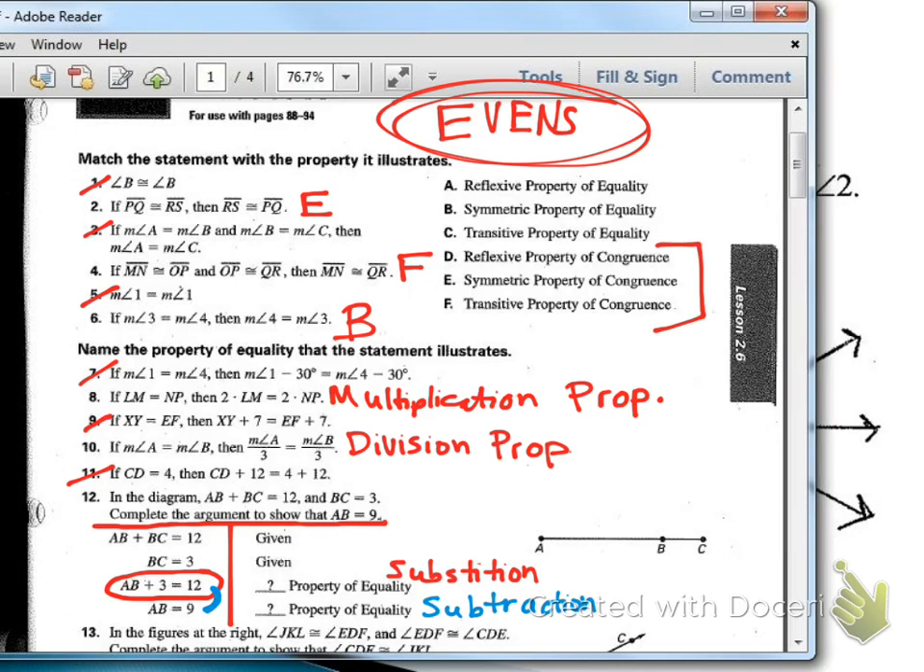Man, we are flying through this worksheet. One more to go. Questions so far?